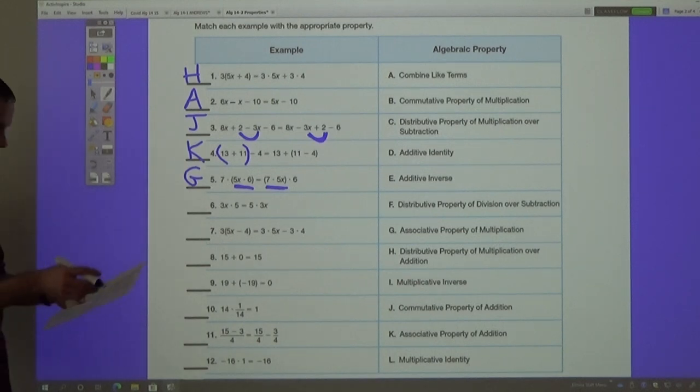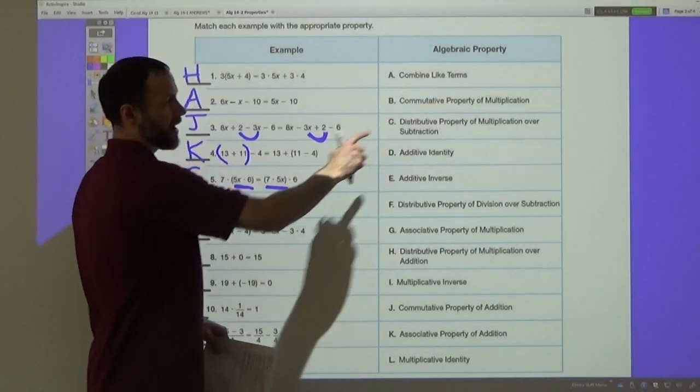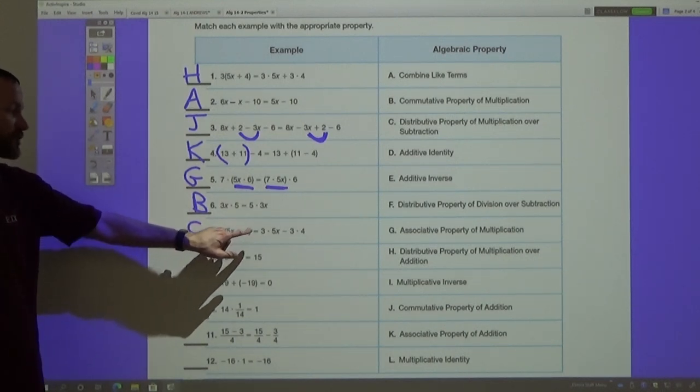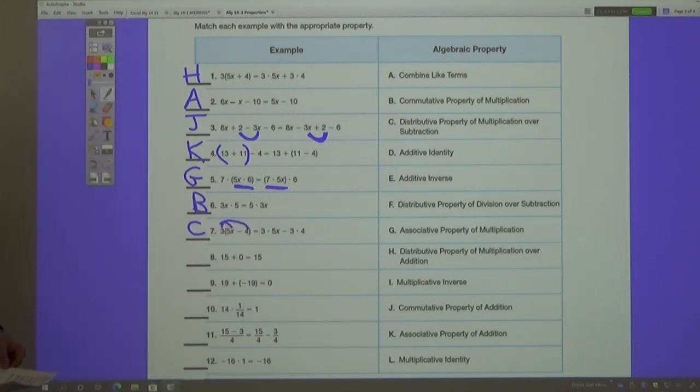In number 6, we're clearly switching the order. So this is B. We're switching the order and multiplying. That's why it's B, commutative of multiplication. 7 is C, distributive property over subtraction. We're taking the number outside, multiplying by both of the things inside.